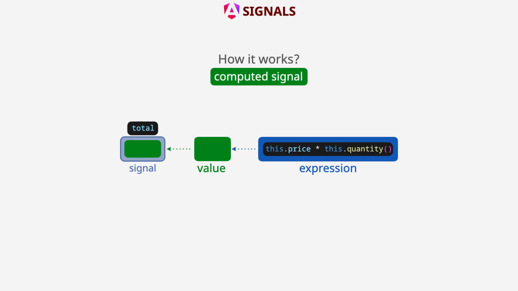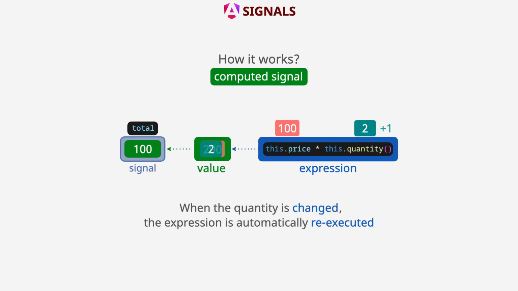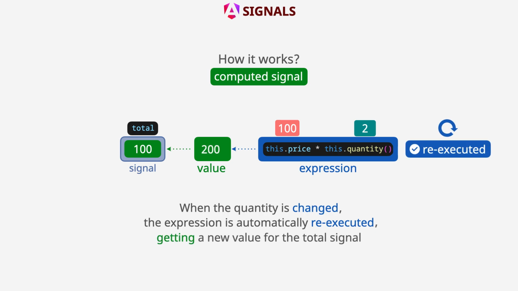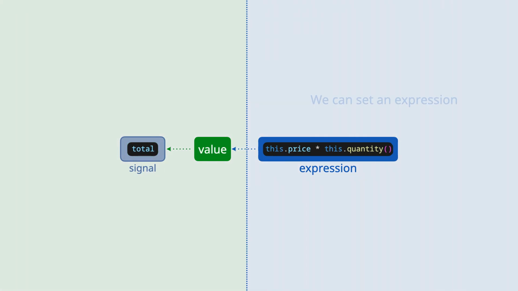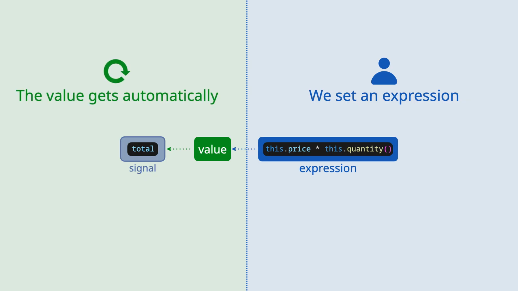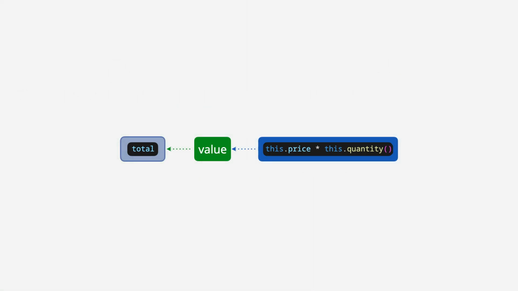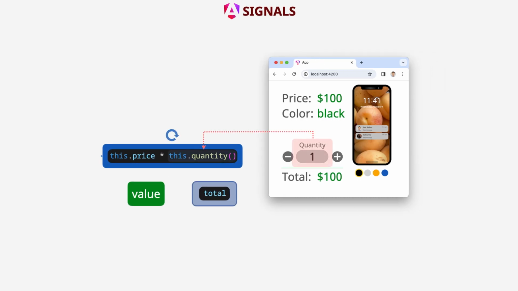How does it work? When the quantity is changed, the expression is automatically re-executed, getting a new value for the total signal. In the computed signal, we can set an expression, not a value. We set an expression and the value gets set automatically. When the quantity is changed, the total is automatically recalculated.